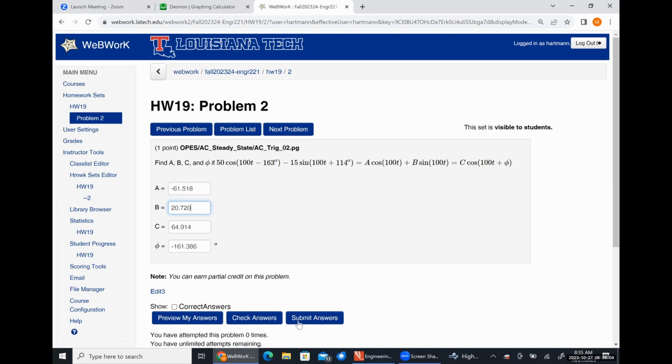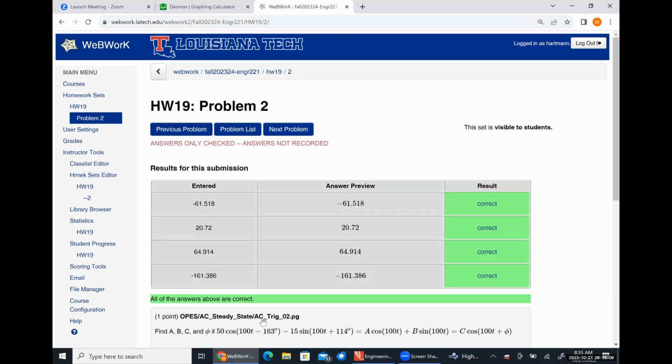And let us check our answers. Boom. Everything correct without doing any trig identities. Well, I take that back. We did have to use that one trig identity and convert our sine function into a cosine function, right? So complex numbers is the way to do trigonometric math all of the time.